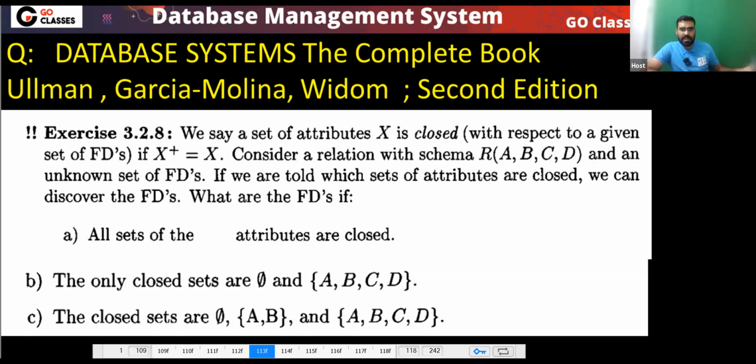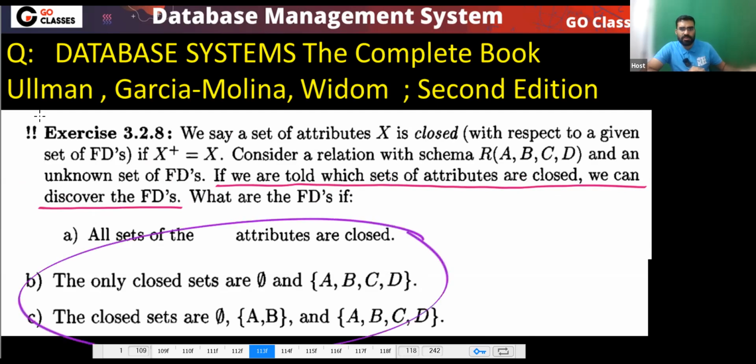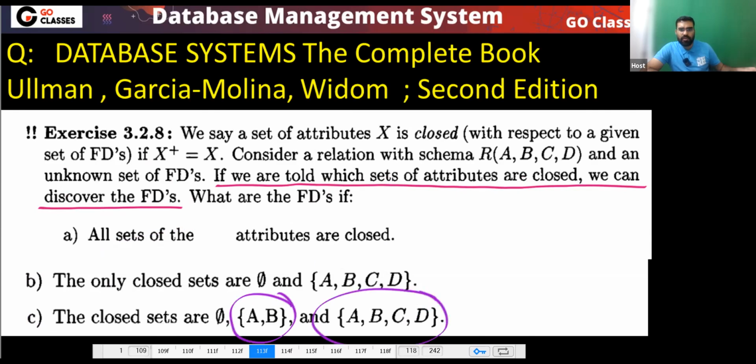Now the question is making a very good statement. An unknown set of FDs is not given; the set of functional dependencies is not given. But the question is claiming that if we are told which sets of attributes are closed, then we can discover the FDs. Isn't it interesting? So now three questions are given to you, in which they tell you which sets of attributes are closed. Like in the third question, this set of attributes is closed, and this set is closed.